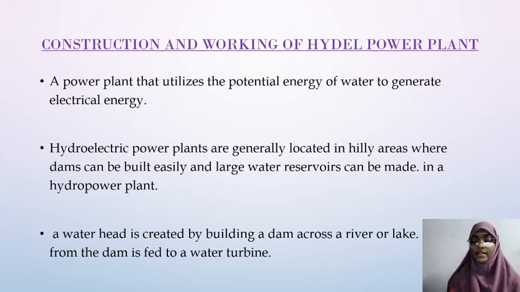Basically these hydropower plants are constructed where running water is present, because here water is the main source to produce electricity. So these power plants can be constructed near dams where water is available to produce electricity, and a water head is created by building a dam across a reservoir or lake. From the dam, water is fed to the water turbine.